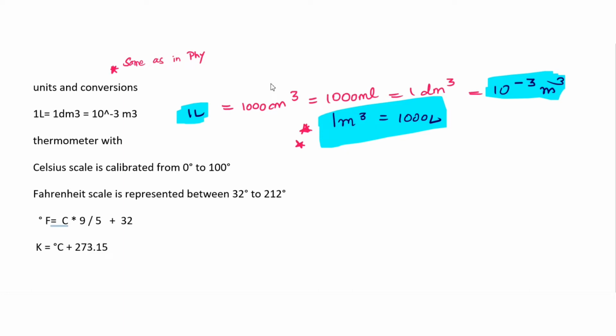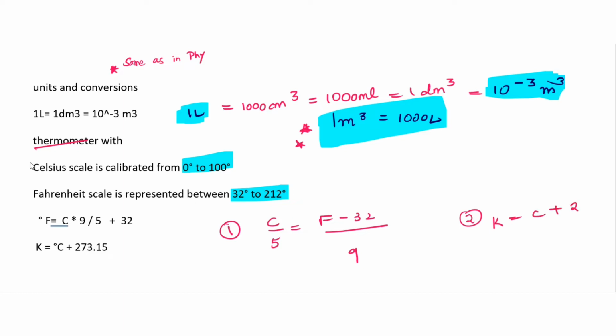Next, talking about temperature scales, that is the different temperature scales, Celsius scale and Fahrenheit scale. We know that the Celsius scale is calibrated from 0 to 100 degrees. That is, the lower fixed point is 0 and the upper fixed point, that is the boiling point of water, is 100 degrees Celsius. Whereas in the Fahrenheit scale, it is between 32 and 212 degrees Fahrenheit. The formula for converting temperatures between the different scales is essential. For this you just need to remember two basic formulas. One, C by 5 is equal to F minus 32 by 9, and the second one is K is equal to C plus 273.